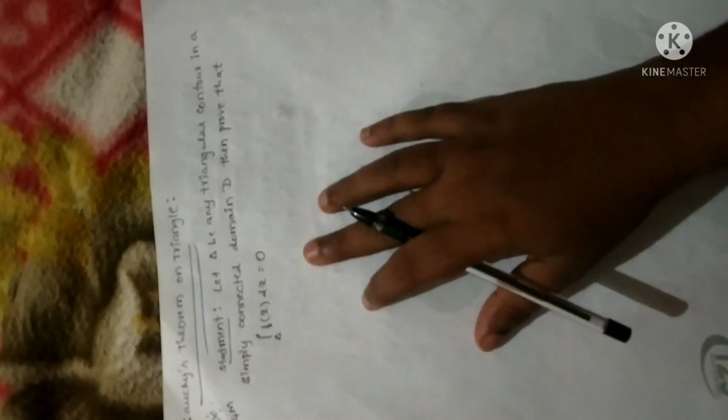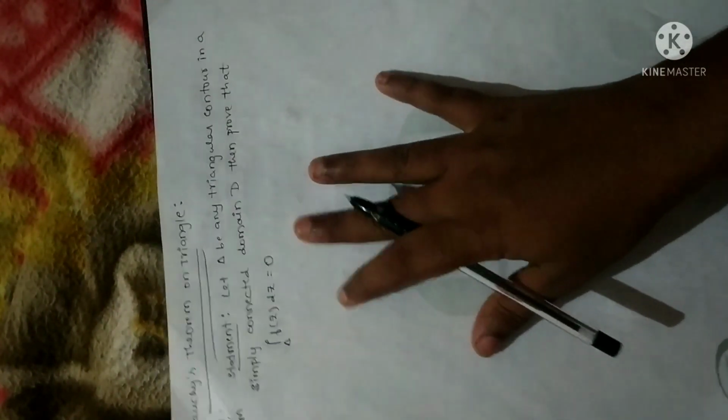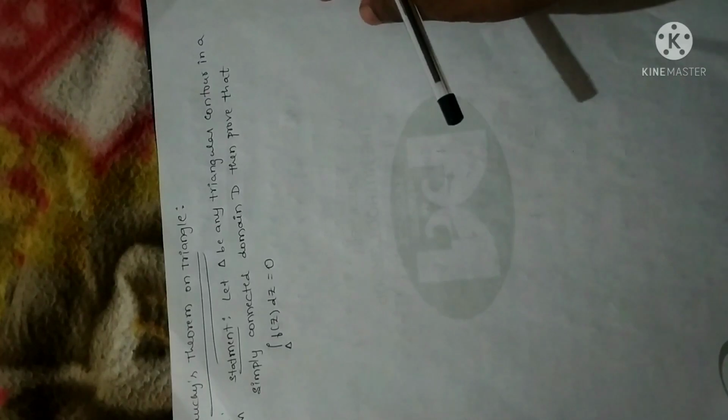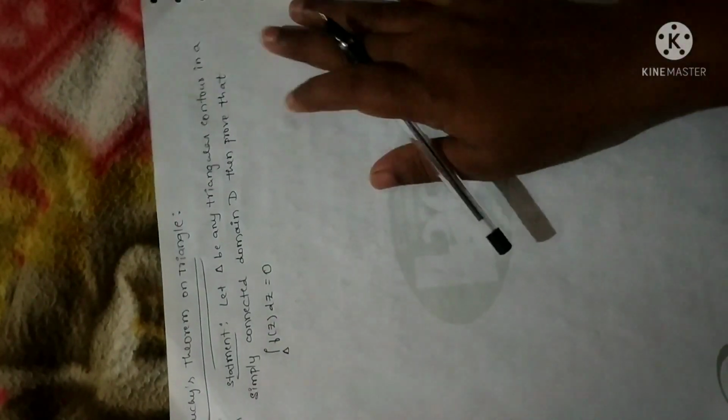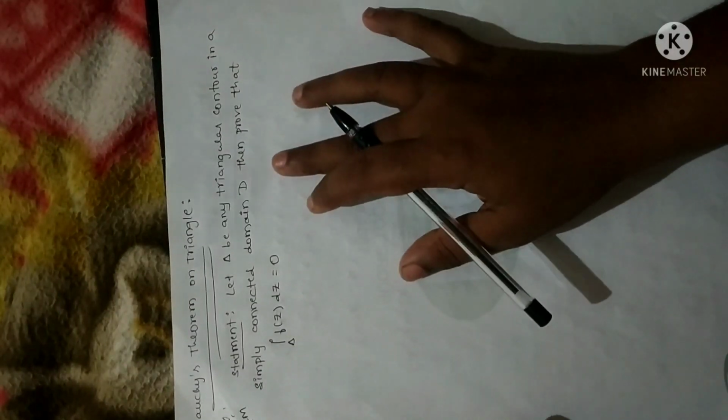Hello everyone. In this session, let me continue the theorems in complex analysis, and it is one of the important theorems. We say this as Cauchy's theorem on triangle. So it is a 14 mark question. By seeing the marks, you can guess how many pages the theorem would be. Anyhow, let me explain. You have to remember it along with the statement.